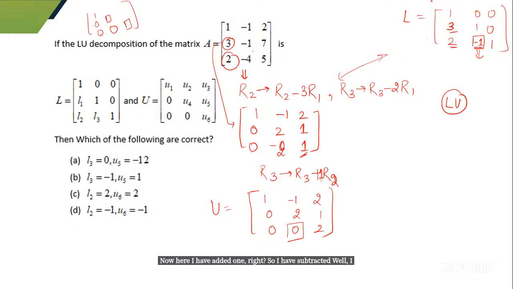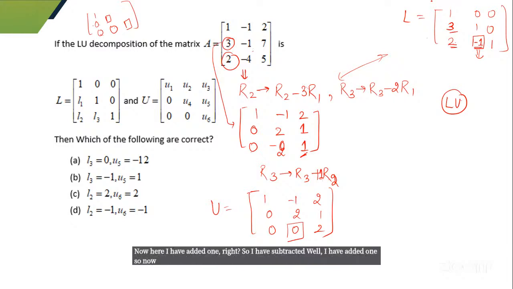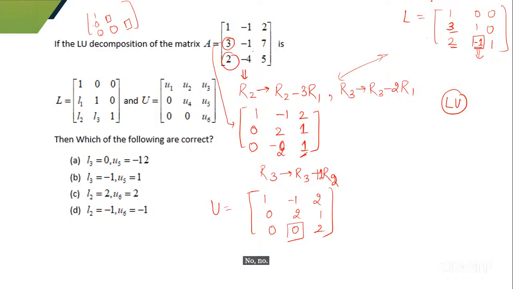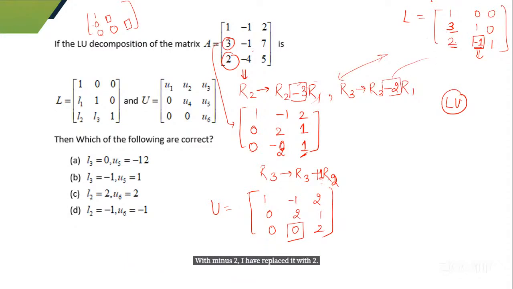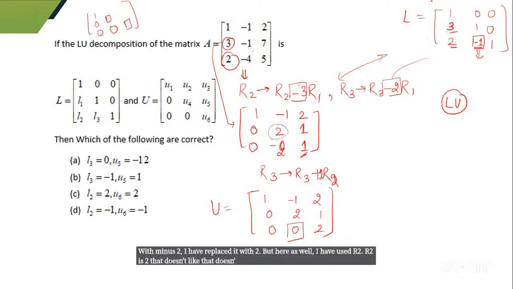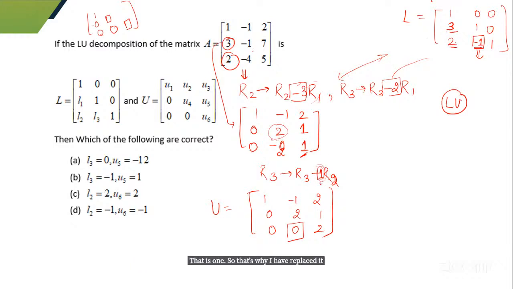But ma'am, you have now added 2, no? Then how did minus 2 become 0 without adding 2? No, no, with the help of R2, I have added 1. You can see that we have R1, and I have to only consider this minus 3. So with minus 3, I have replaced it with 3. With minus 2, I have replaced it with 2. But here as well, I have used R2. R2 is 2, but that doesn't matter because I'm not changing it here. What matters is the coefficient I have taken with R2. That is 1, so that's why I have replaced it with minus 1.